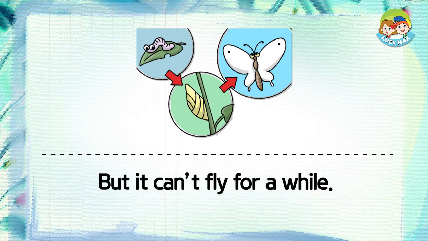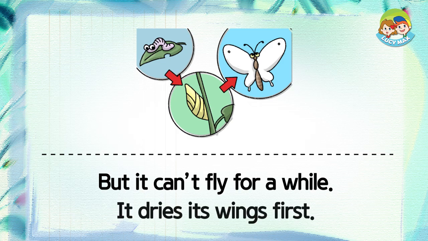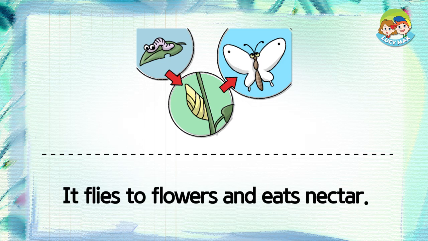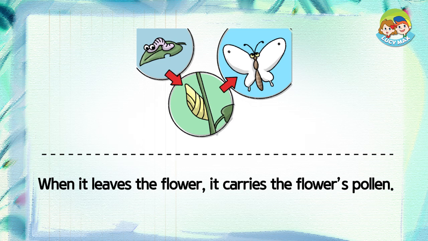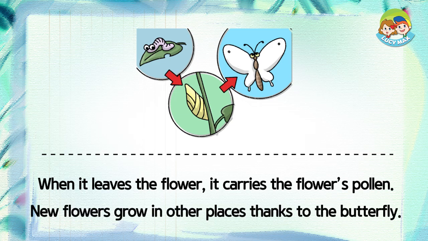But it can't fly for a while. It dries its wings first. It flies to flowers and eats nectar. When it leaves the flower, it carries the flower's pollen. New flowers grow in other places thanks to the butterfly.